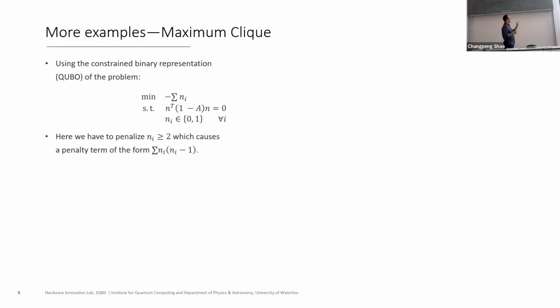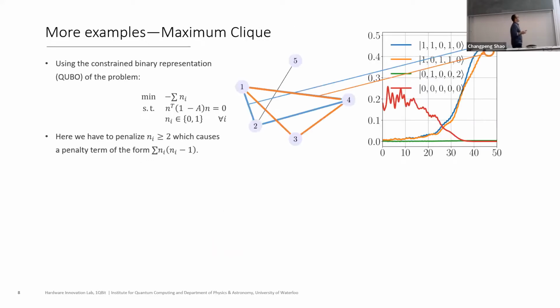So then I have to penalize higher photon numbers, and I will add a term like this to the Hamiltonian. As you will see, in this example I have two maximum clicks. The two triangles are both maximum clicks for this simple graph, and they're both being amplified through the adiabatic evolution. But if you look at the green line, that one is not a feasible one. So even though I was trying to penalize higher photon numbers, I wasn't completely successful at doing that.